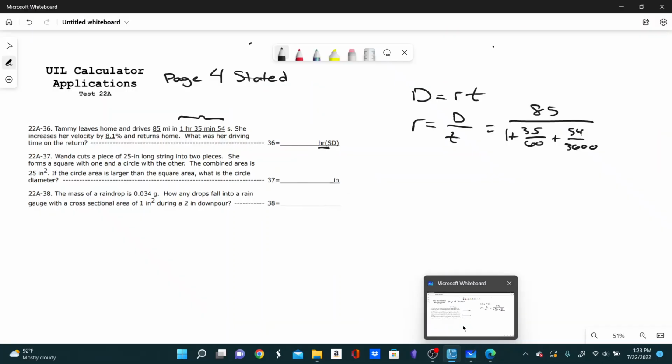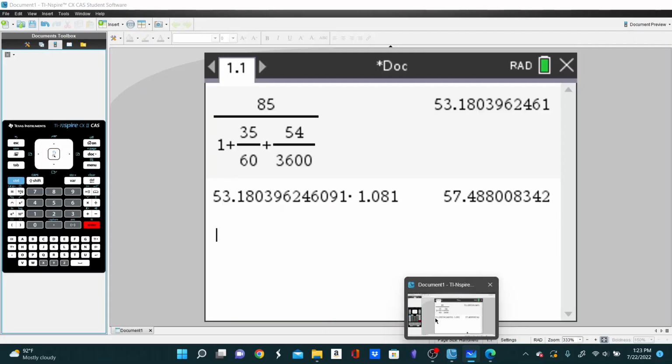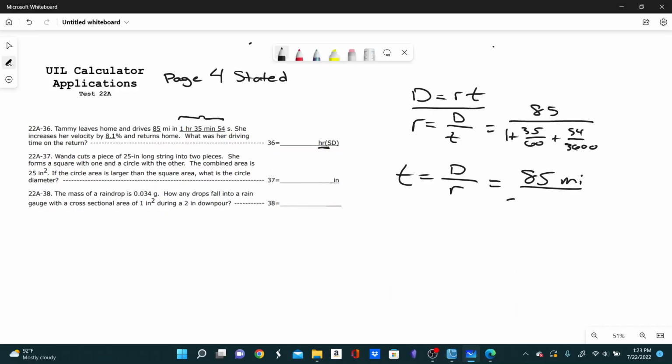Let's see what they're actually asking for, though. It says, what was her driving time on the return? Okay, so we just have to use this formula again. So we're looking for hours. In that case, time would be distance over rate. So it would be 85 miles over 57.488 miles per hour. And that should give us hours.